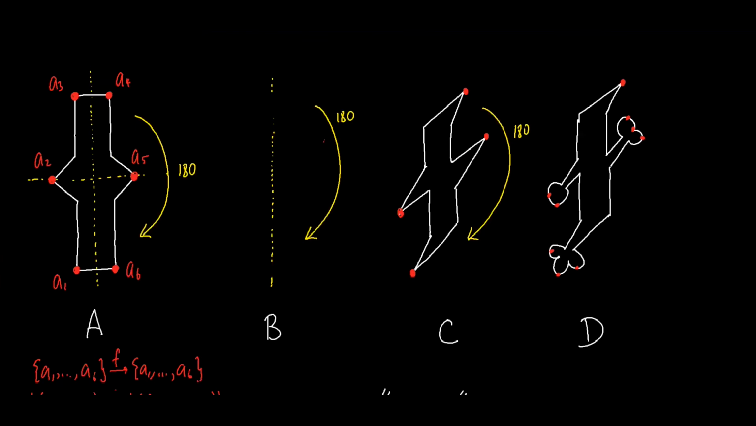For example, here we had two actions. One is flipping along this vertical axis, and the other is rotating by 180 degrees. And we know that by these two actions, the shape matches onto itself. So these two functions preserve distances. But of course, if two functions preserve distances, then their composition will also preserve distances, right?